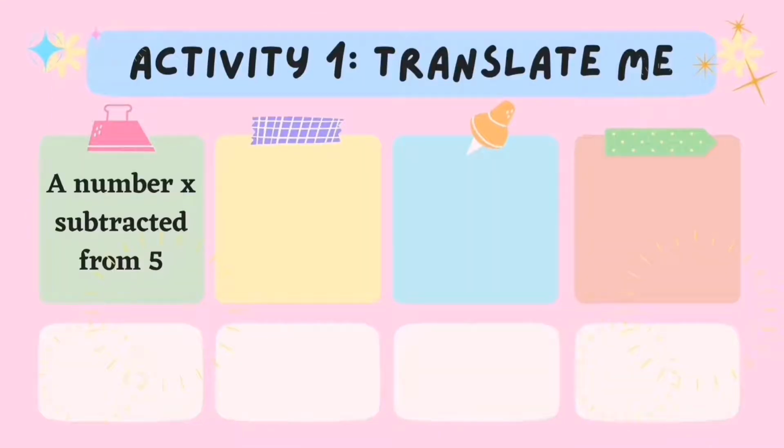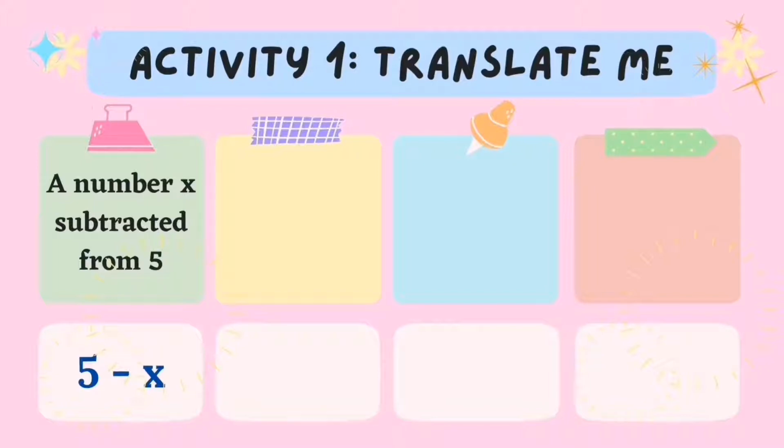Before we start our topic, let us first have this activity entitled Translate Me. For the first verbal phrase, we have a number x subtracted from 5. If we translate this into mathematical symbols, it would be equal to 5 minus x.